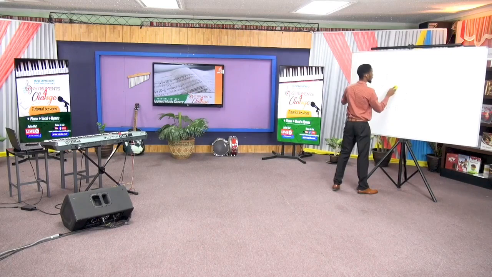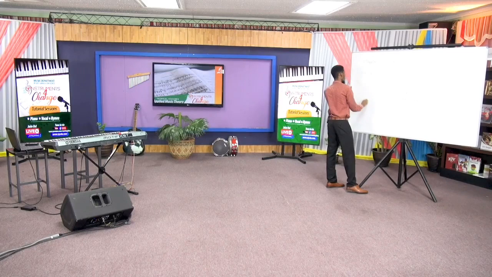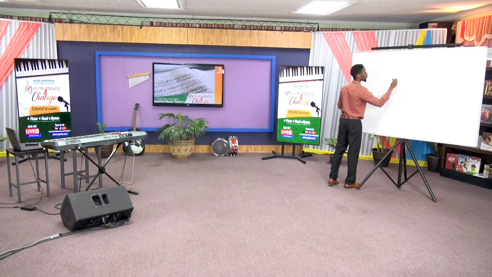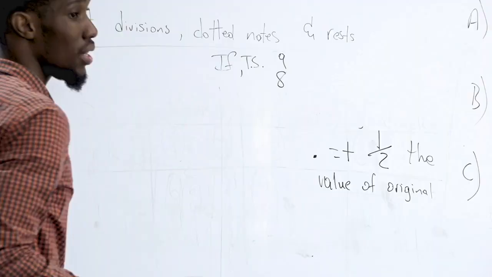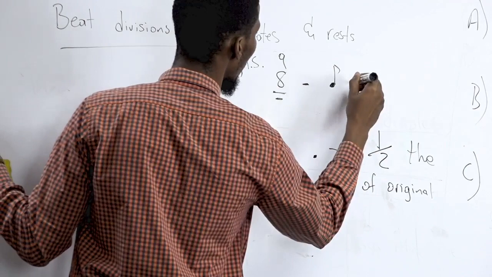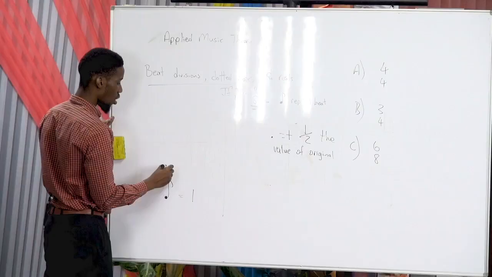Let's take this off. If our time signature is, let's put 9-8, no matter, 8 is the bottom number, which means a quaver. This quaver represents 1 beat. So if a quaver now represents one beat, let's do it over a table. How much would a crotchet represent?